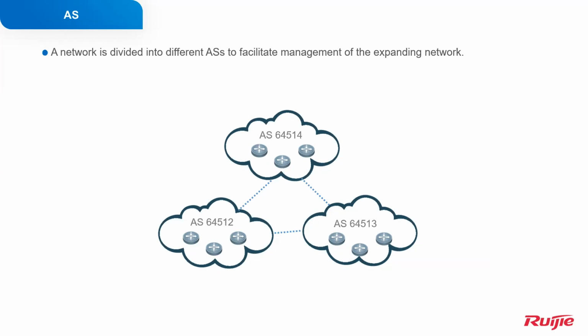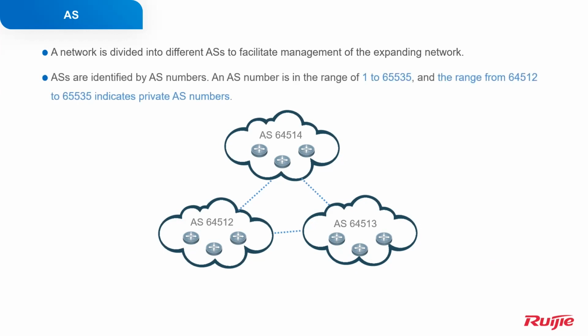Then within the same AS, you can use the same policy. The same policy means that within one AS you can use OSPF, and in another AS you can use ISIS, something like this. And how do we distinguish different AS? We give each an AS number, and the number range is from 1 to 65535.